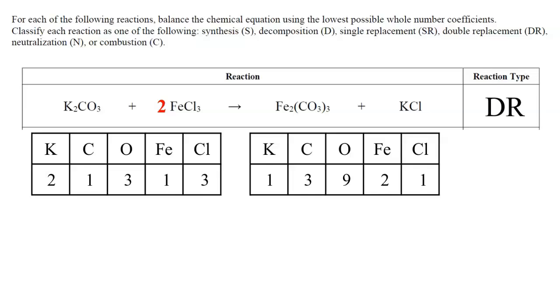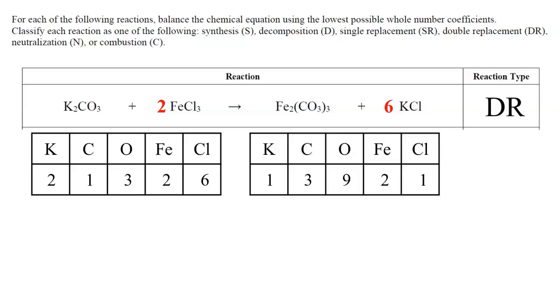Now let's take a look at that table for the elements on the left and see how that 2 changes the number of irons and chlorines. So now the number of irons and chlorines would be 2 and 6 as a result of that coefficient. Now, since there are 6 chlorines on the left, but only 1 chlorine on the right, I'm going to try to balance the chlorine. So I'm going to put a 6 in front of the KCl on the right, so that way there would be 6 chlorines on the right.